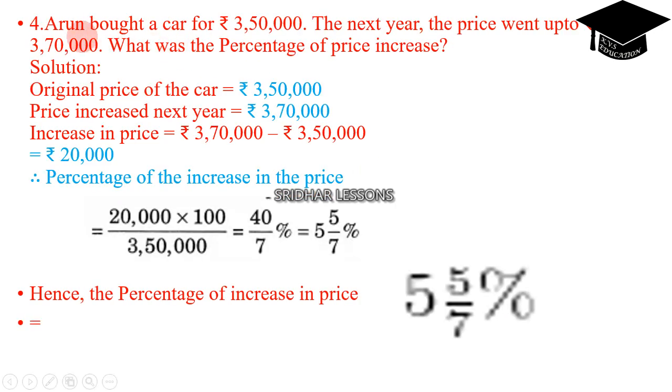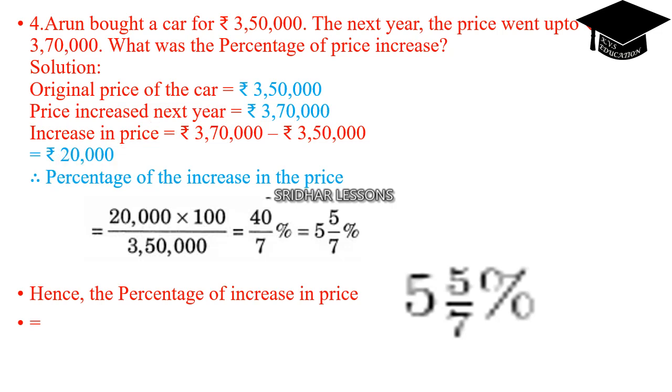Next question. Arun bought a car for 3,50,000 rupees. In the next year the price went up to 3,70,000 rupees. What was the percentage of price increase? See the solution. The original price for the car is 3,50,000 rupees and the price increased for next year is 3,70,000 rupees. The increase in price is equals to 3,70,000 minus 3,50,000. That is equals to 20,000 rupees.